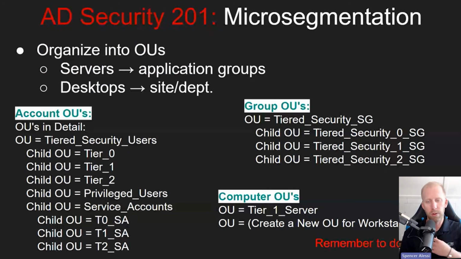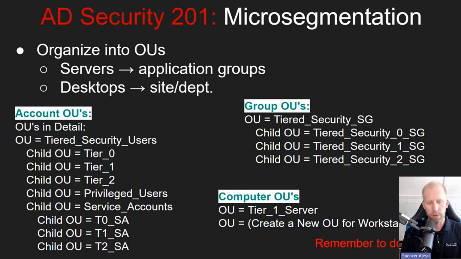So micro-segmentation, real quick discourse on this. I got a lot of this information from a good friend, Nathan, who's a real whiz at Active Directory and tiered security and has done this many different times. Like I said, step number 1, remember to document. Step number 2, start building out the structure. We organize into OUs, servers go into application groups or whatever makes sense for you. Desktops, you can organize by site or department. Again, whatever makes sense for you, but build out a structure. Start thinking about how we can segment these accounts, segment the access, segment the control, and segment the security.